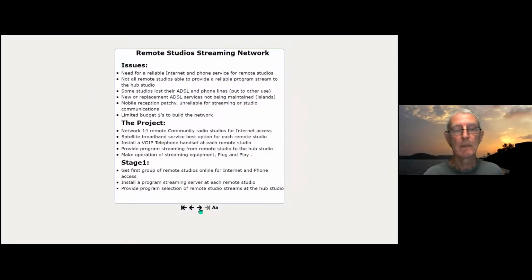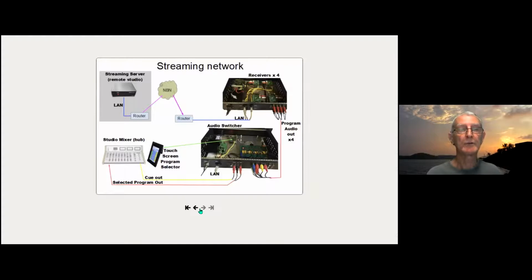And so this is the network I put together in a block form. We talked about the streaming server at the remote studios there, through a router, which was the satellite network, NBN, back to the studio's router, into the receiver box. So I built a box here with 4 Raspberry Pis in it. That was the first initial 4 studios.